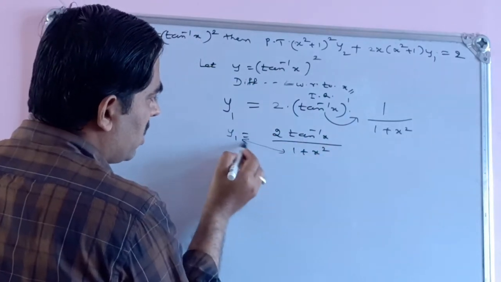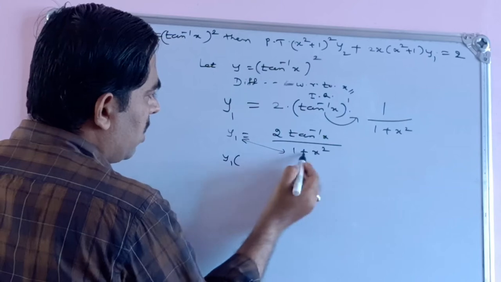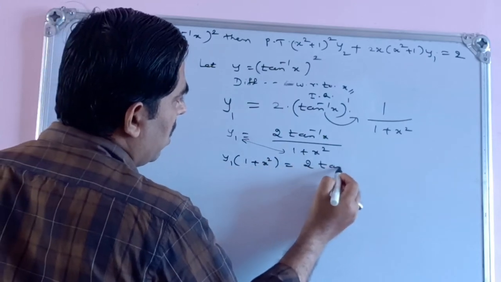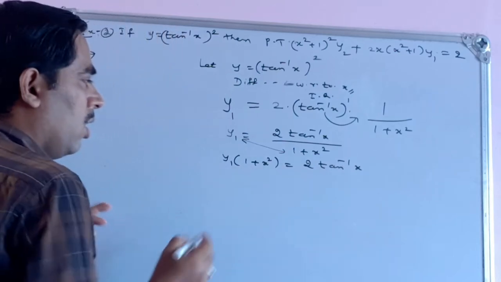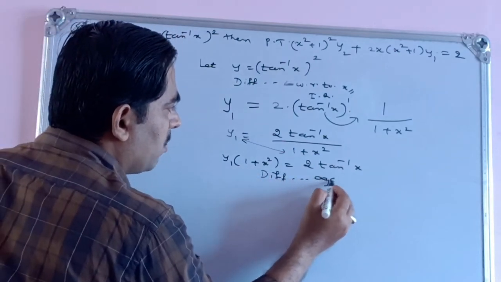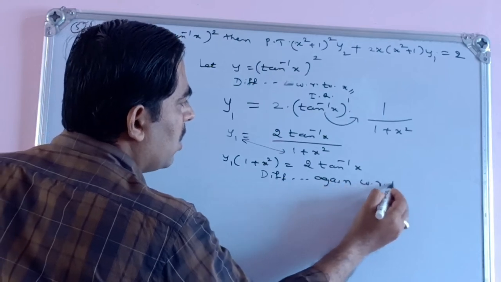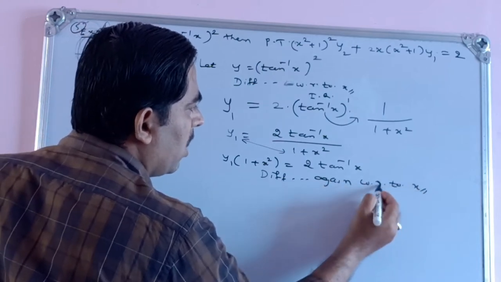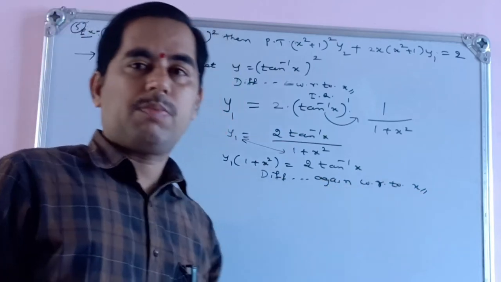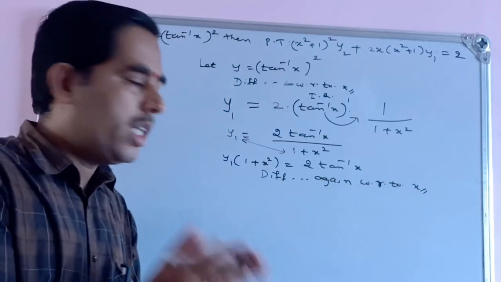So I will cross multiply this. y1 into 1 plus x square is equal to, on the right hand side, that is this one. Now at this stage I can differentiate again, in order to get the second order derivative. So differentiate both sides again with respect to x, on the left hand side and on the right hand side.